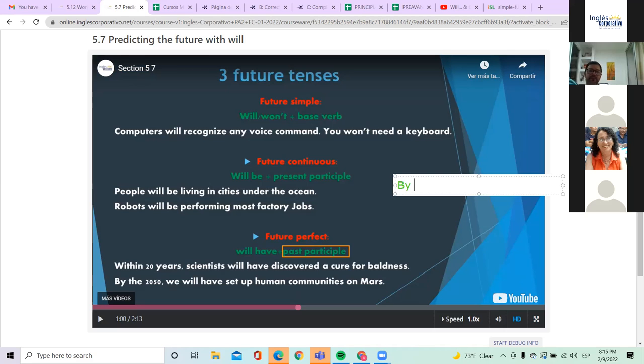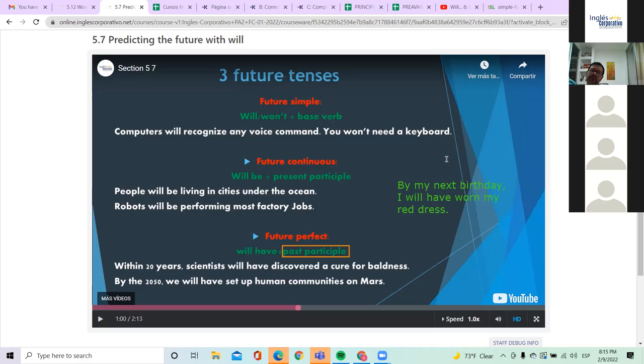By my next birthday, I will have worn my red dress, right? Okay. I will have worn. Will plus have and the past participle. What is the meaning of worn? Worn is the past participle of wear.